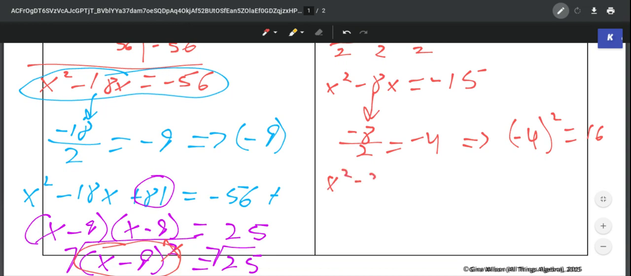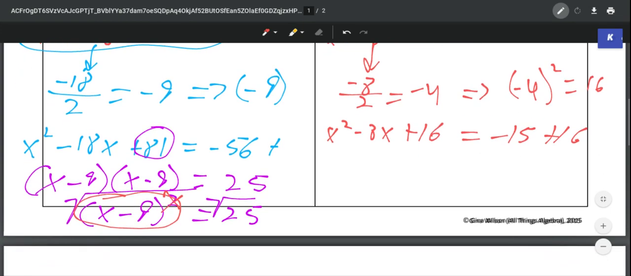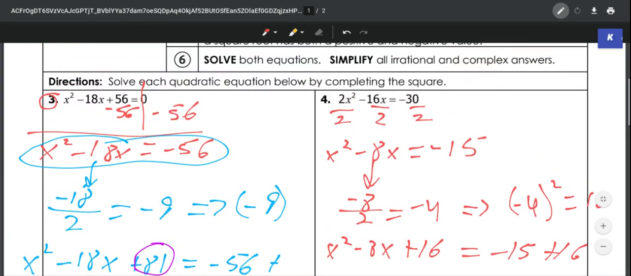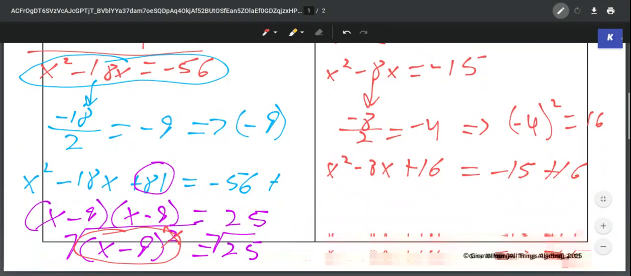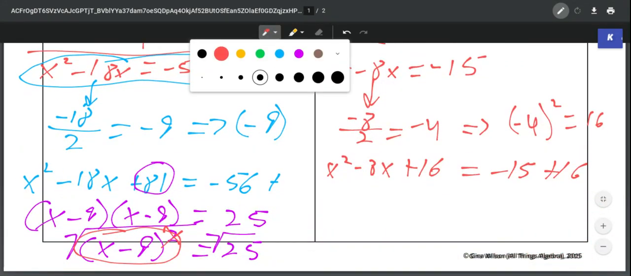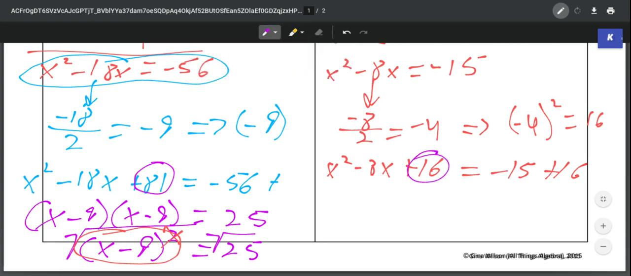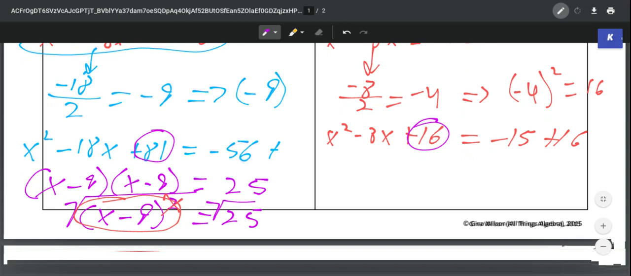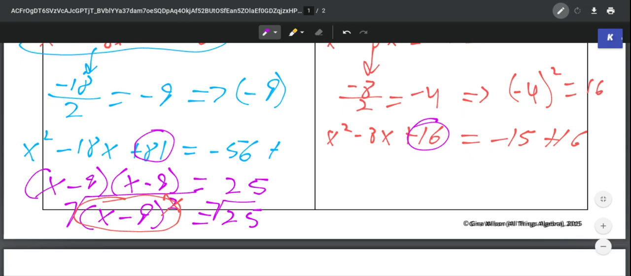So we'll have x squared minus 8x plus 16. And then we'll also add 16 to the right side. Then we will factor the perfect square trinomial. So in this case, we can factor this by the product sum rule. So we've got 16. We need two numbers that multiply to give me 16, add together to give me negative 8. So we would have x minus 4 and x minus 4 equal to 1, because negative 15 plus 16 is 1.